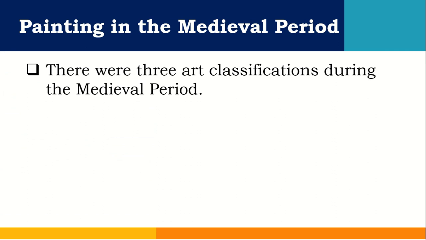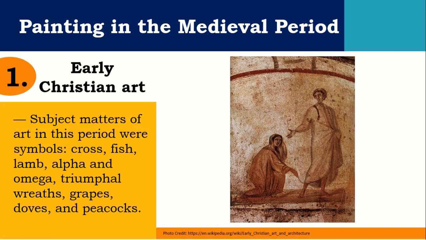Painting in the medieval period. There were three art classifications during the medieval period. The first one is the early Christian art. Subject matters of art in this period were symbols: cross, fish, lamp, alpha and omega, triumphal wreaths, grapes, doves, and peacocks. Hallowed Christ, saints, and martyrs, and the Virgin Mary began to appear in painting at a later time. Spiritual expression took precedence over physical beauty.